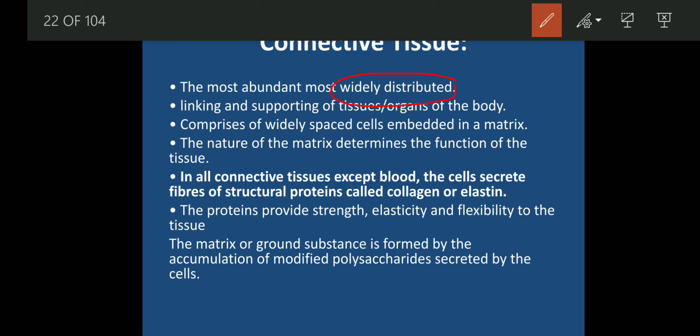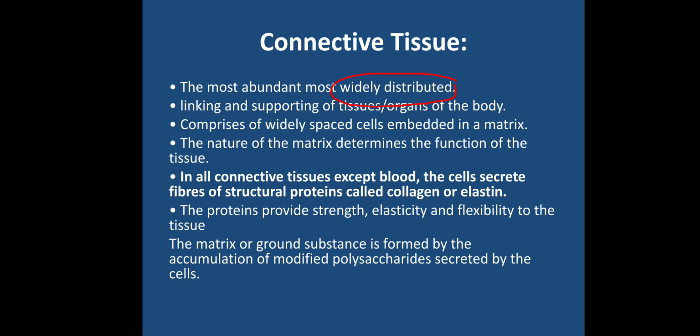It may be found in the brain as well. It will also be found in the liver. It will also be found in the heart. It will also be found in blood. So it is the type of tissue which is found everywhere. Okay, so it is the most widely distributed tissue. Now the main function of this connective tissue is linking the different tissues or organs together and supporting them, right? It comprises widely spaced cells embedded in a matrix.